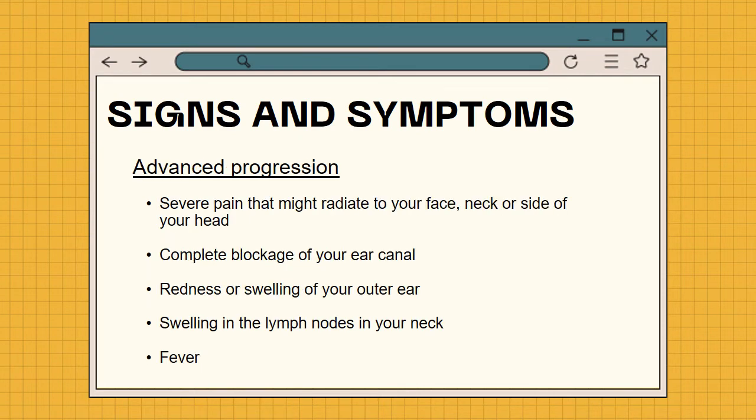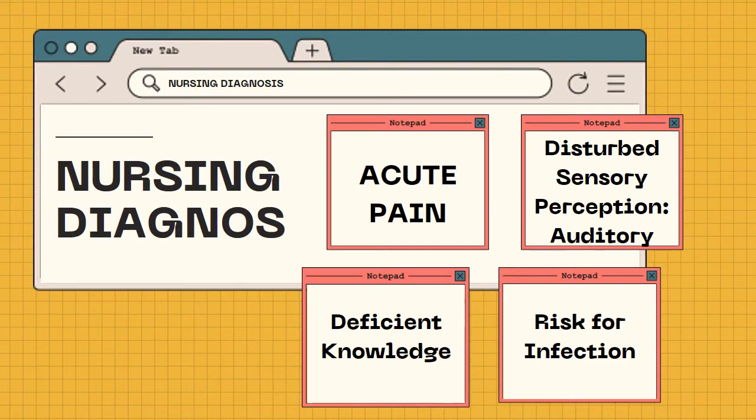The signs and symptoms for advanced progression include severe pain that might radiate to your face, neck, or side of your head, complete blockage of your ear canal, redness or swelling of your outer ear, swelling in the lymph nodes of your neck, and fever. For the nursing diagnosis, we have acute pain, disturbed sensory perception (auditory), deficient knowledge, and risk for infection.